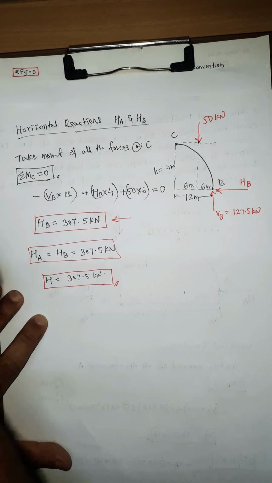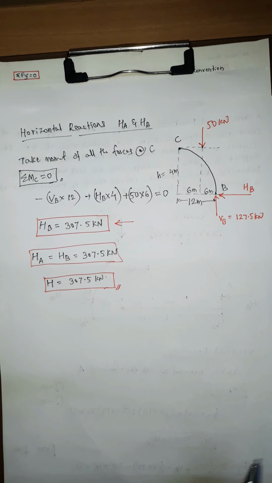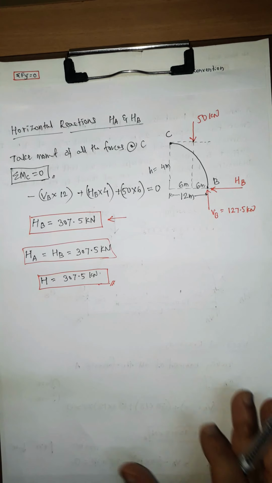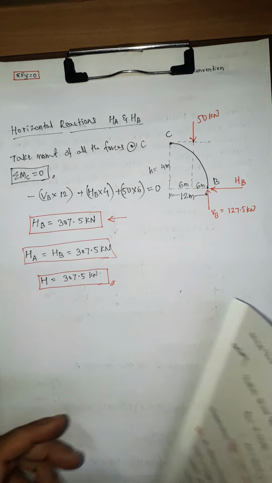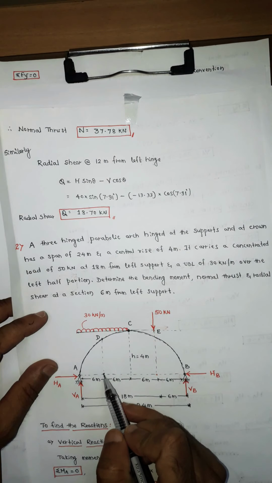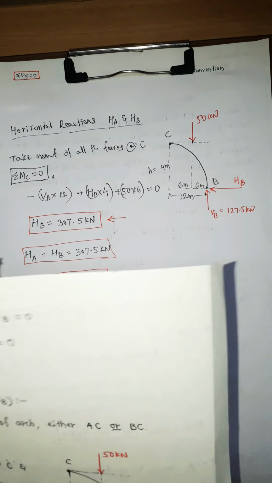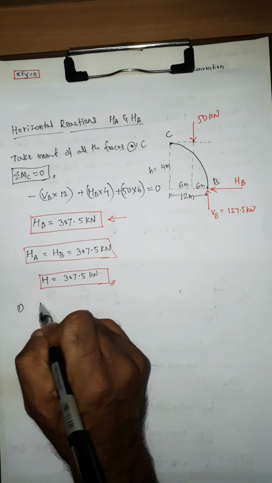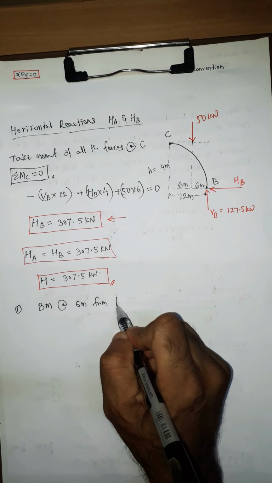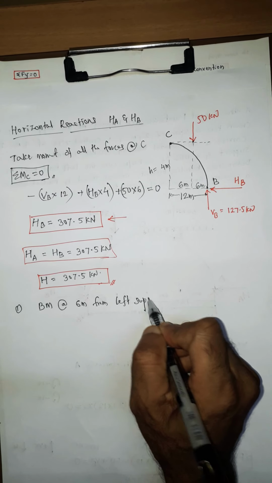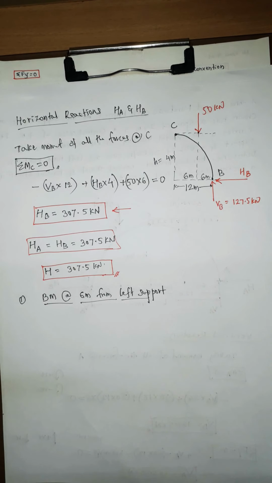Now after finding out the vertical reactions and horizontal reaction, we'll start with the first quantity they asked, bending moment. Bending moment at 6 meter from the left support. We have to find the bending moment at point D, which is at a distance of 6 meter. So first is bending moment at 6 meter from left support.